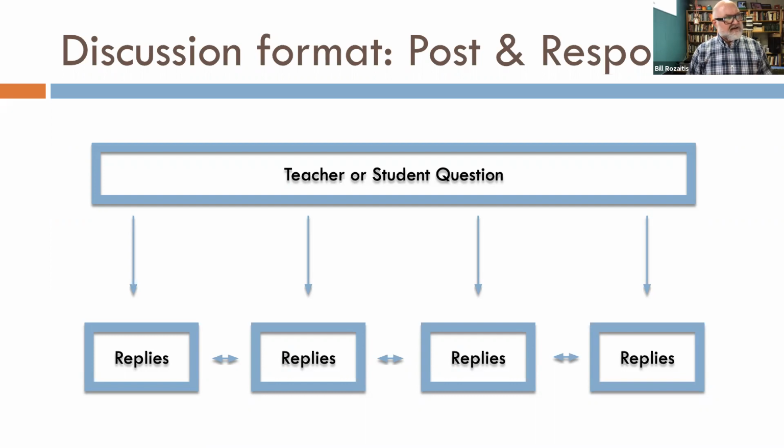I'll talk about different formats, and I'll also give you some tips to consider as you're designing your discussion boards, so that you can try to get the best results that you possibly can.